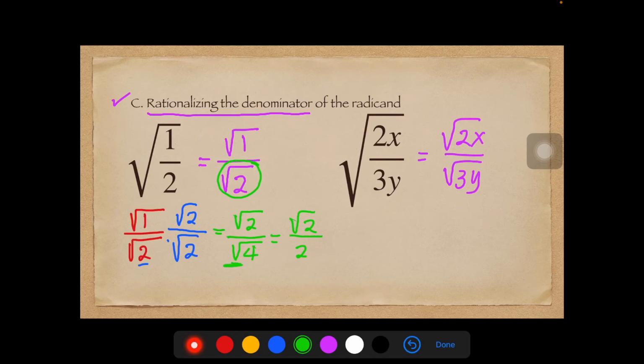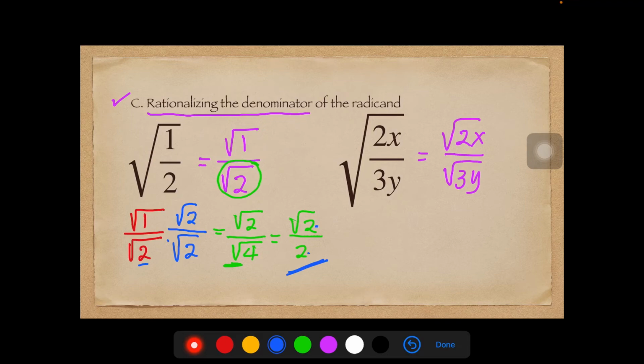Take note, rationalizing the denominator is removing the radical sign in the denominator in such a way that we are not changing the value. Now pay attention to this answer: square root of 2 over 2. We cannot cancel the 2 here and the 2 here because they do not have the same value. If we take the value of square root of 2 in the calculator, it is not the same as 2. That's why they cannot be cancelled.